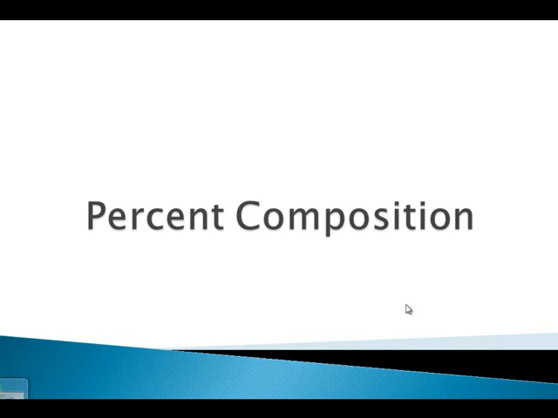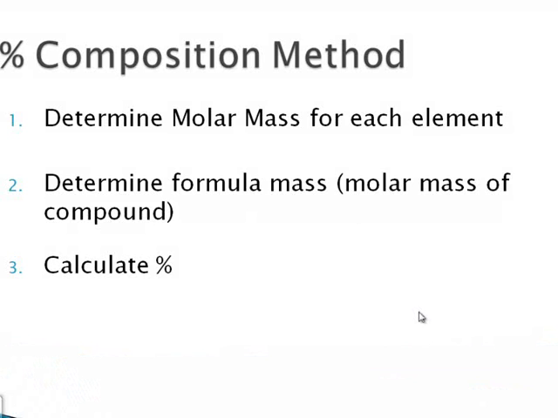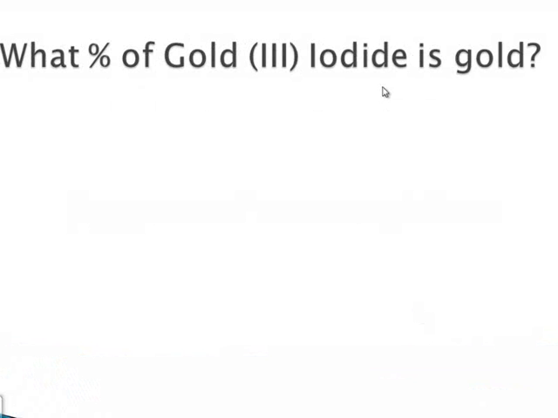Okay, in this podcast we're going to figure out how to determine the percent composition of elements in a given formula. It's going to be pretty straightforward and you probably could figure it out on your own, but let's just go through a couple. Alright, so let's say I have a problem like I want to know what percentage of gold iodide is gold. That's a typical kind of problem.